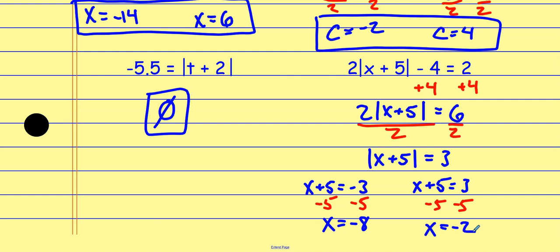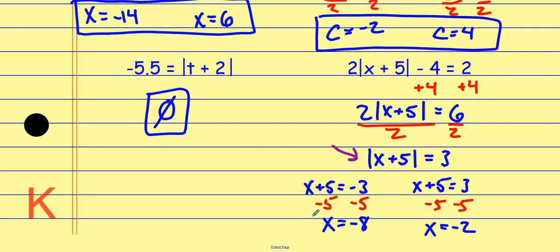And once again, if you plug each of those back in, the negative 8, if you plug it into this step right here, is the easiest place to see it. The negative 8 gives us the negative 3 in the absolute value, which is 3 units away. So the absolute value equals 3. The negative 2, when you plug it in there, gives me the positive 3, which is 3 units away from 0. So that gives me the positive 3 when I do the absolute value.